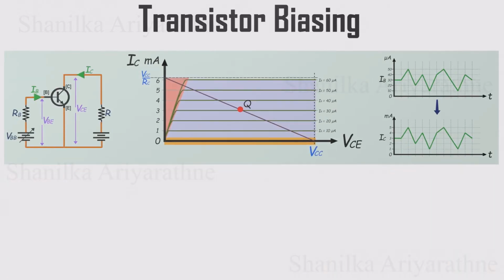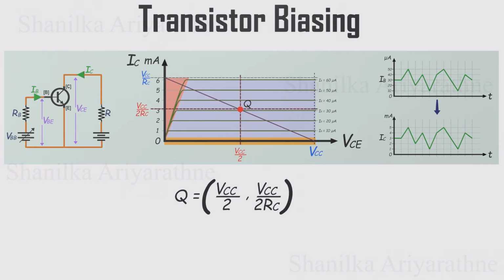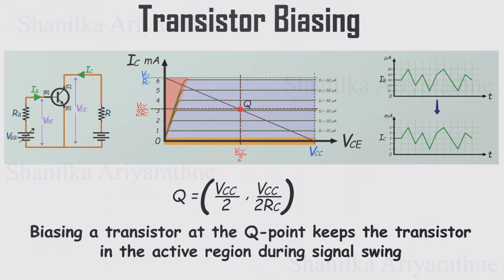As a general rule of thumb, we place the bias point right at the midpoint of the load line. That means the collector emitter voltage, VCE, should be around half of VCC, and the collector current, IC, should be approximately VCC divided by RC divided by 2, in other words, about halfway up the load line. This setup gives you maximum undistorted amplification, keeps the transistor operating squarely in the active region, and ensures your amplifier performs exactly as intended. And that's all for this lesson.